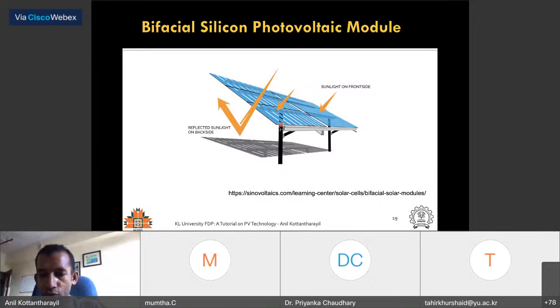And of course, higher energy, but the albedo would depend on the reflecting surface. So if it is white, like snow, that's good. But in many places, the sand may be blackish in color, so it may not be so good in such places.